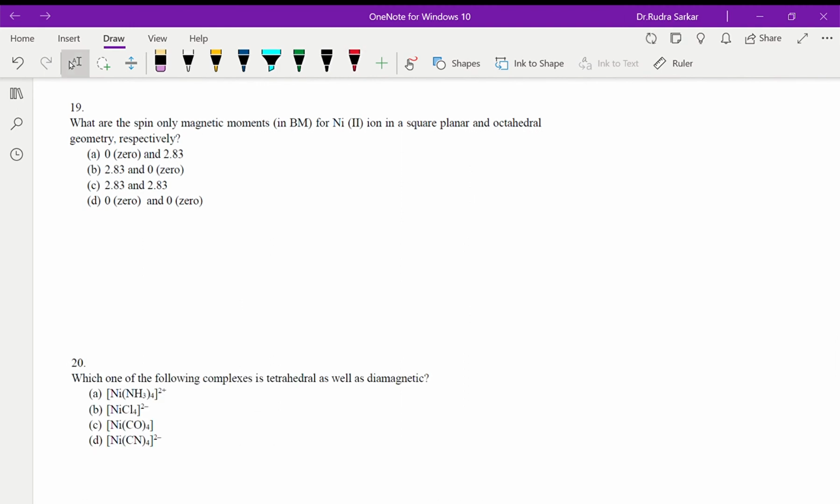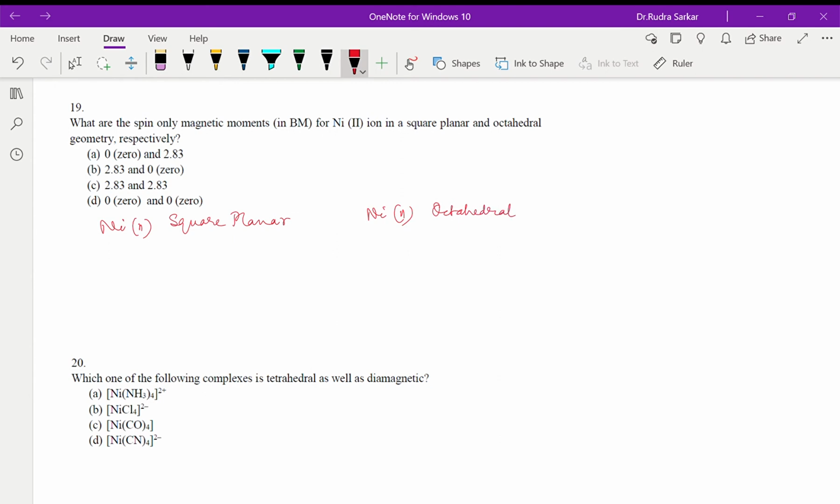Next, we will go for question number 19. It asks what are the spin only magnetic moments for Ni 2+ ion in square planar and octahedral geometry. In one it is square planar, in the other it is octahedral.